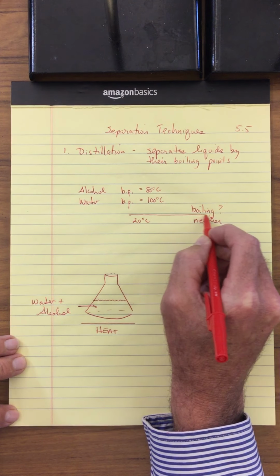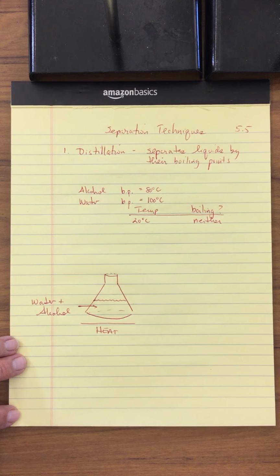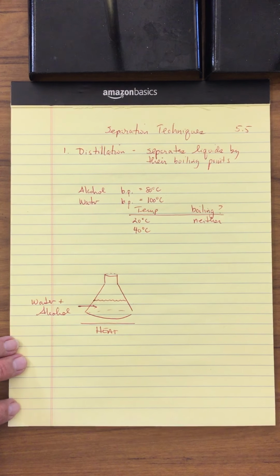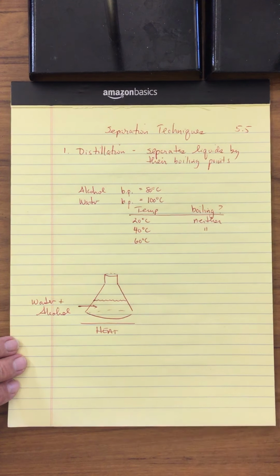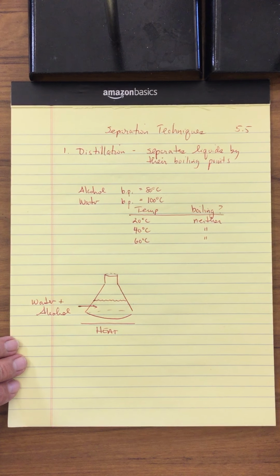So let's create a little chart here. The boiling, and here we're going to have temperature. We'll just abbreviate. Let's bump it up to 40 degrees Celsius. Is it hot enough yet to get either of these to boil? The answer is no. Neither the alcohol nor the water will be boiling at this point in time. Let's bump it up another 20 degrees. So we're at 60 degrees Celsius. We're adding lots of heat now. However, we still have not reached a boiling point. So neither of them is going to be boiling.